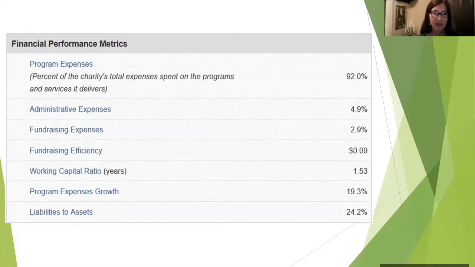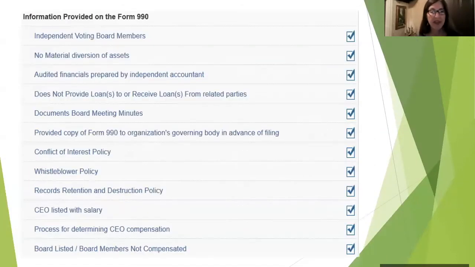So fundraising efficiency is sort of the flip side of that. What they're saying here is that for every dollar that they raise, they're only spending 9 cents. There are also a couple of other ratios and things that they compute here that are sort of standard financial ratios. I'm not going to go through them here, but if you go to their website and click on it, they'll tell you how they compute them. So let's go to the next slide, Becky, and it'll show the other information.